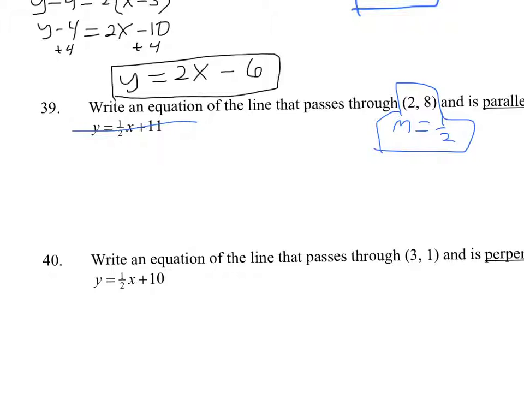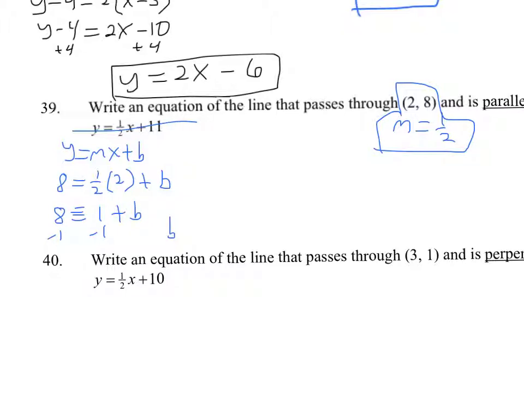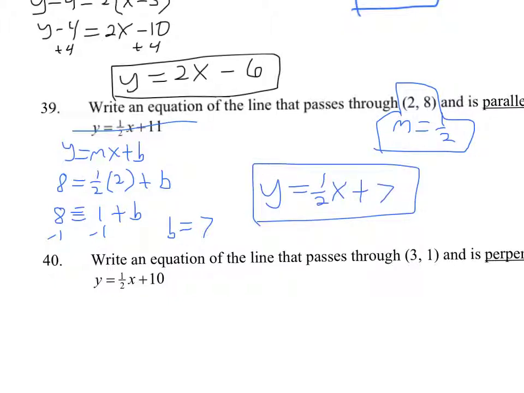I'll do this one using slope-intercept form, y equals mx plus b. So my y is 8, my slope is 1/2, my x is 2, and I don't know what b is. Alright, so 8 equals 1/2 times 2, which is 1, plus b, subtract 1, and b equals 7. So now I know my slope, I know my y-intercept, I can write my answer. y equals 1/2 x plus 7.